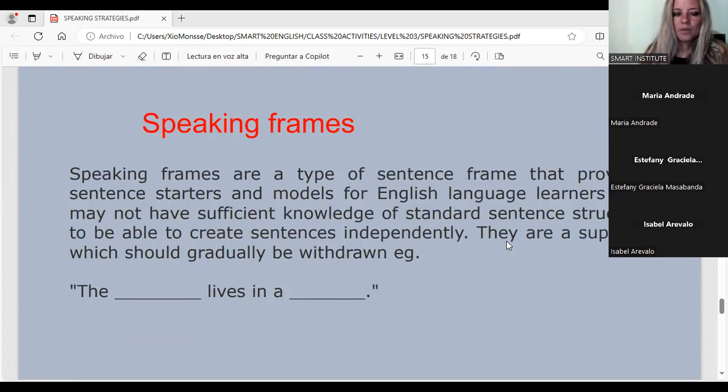Okay. Here you have speaking frames. That is another activity. Speaking frames are a type of sentence frame that provides sentence starters and models for English language learners who may not have sufficient knowledge of standard sentence structure to be able to create sentences independently. They are a support which should gradually be withdrawn.